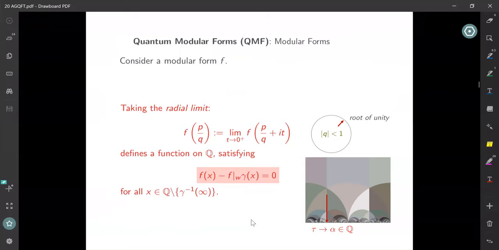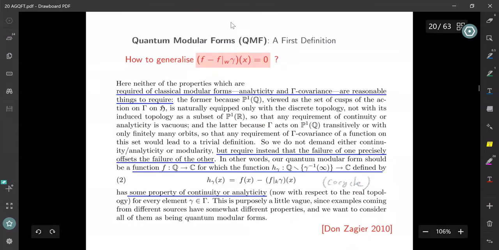Okay, so to define quantum modular forms, you want to generalize this. And how do you want to generalize this? Well, here I'm quoting this paper by Don Zagier 10 years ago. He pointed out that the two usual things that you require from classical modular forms, namely analyticity and gamma covariance, none of this would be reasonable to require.